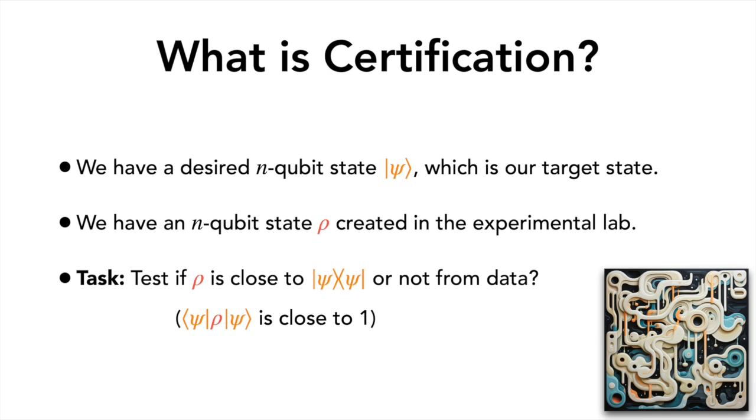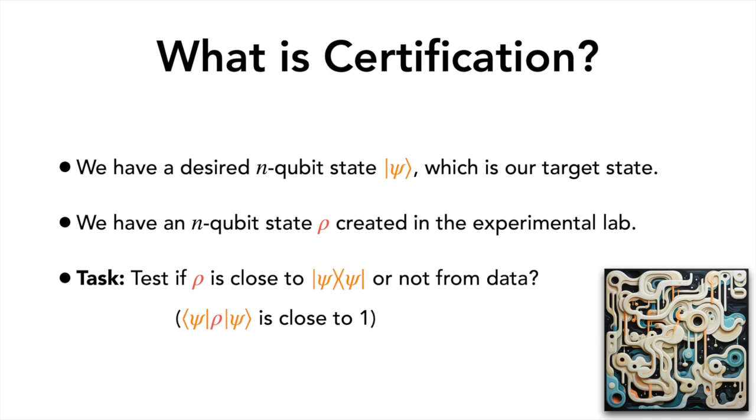And the goal of certification is to connect the two, to connect the thing in reality as well as the thing in our mind, to try to say whether they're actually close or not by essentially analyzing data from the experiments. So oftentimes what people will do is perform measurements, perform experiments on the state created in the lab, rho. By doing those experiments, we extract data, which can then allow us to test: does the outcome tell us that the state that was created in the real world is actually close to the state that we have in our mind? So psi is the thing we have in our mind, but rho is the thing that's being generated. And the certification task is just to test if they're close or not.